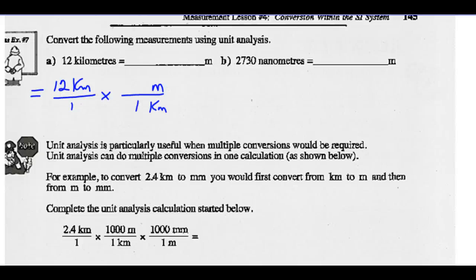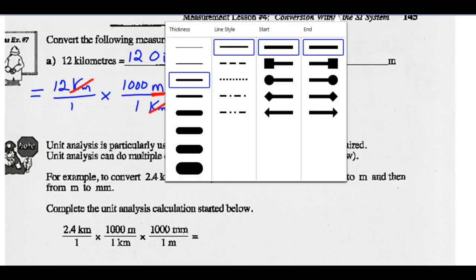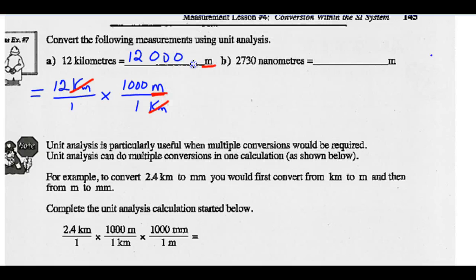So I know that 1 kilometer is 1,000 meters. And now I can multiply 12 times 1,000 divided by 1, so I get 12,000. And our units, kilometers, will cancel off. I'm left with meters, 12,000 meters. Perfect. So let's do the same thing over here.